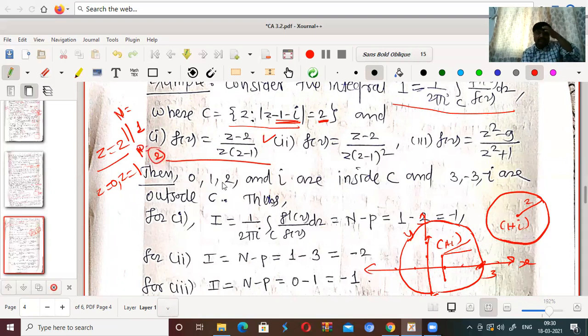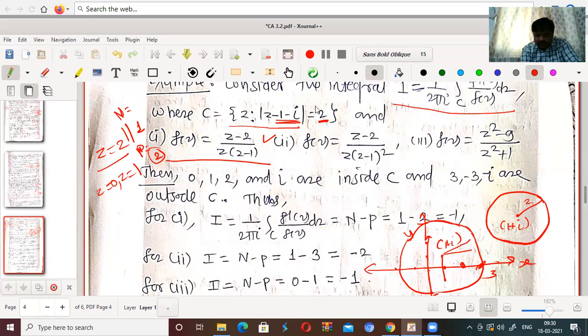But we want to see how many of them are inside this curve C, right? So z equal to 2. Where is the point z equal to 2? 2 means 2 comma 0. So here it is z equal to 2. So this zero lies inside this circle C. Similarly, where is z equal to 0? Z equal to 0 is here. And where is z equal to 1? Z equal to 1 is here. So the zeros and the poles also lie inside the circle.